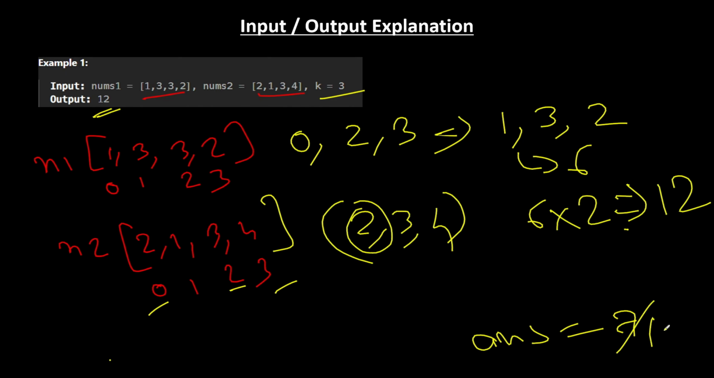So we'll replace this with 12, because this is the next maximum, right? Similarly, if you try more combinations, this is the one where you will get the maximum, 12, as the output. So this is what is given to us, and this is the input-output explanation. I hope you understood what we are trying to do here. Let's move to the next slide.